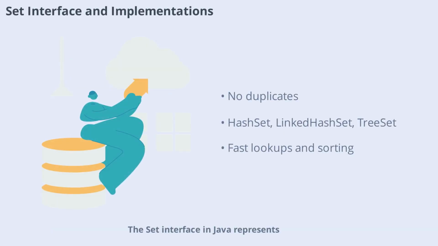The Set interface in Java represents collections that do not allow duplicate elements. Common implementations include HashSet, which stores elements in a hash table for fast lookups, LinkedHashSet, which maintains insertion order, and TreeSet, which stores elements in sorted order. Sets are ideal when you need to ensure uniqueness in your data.